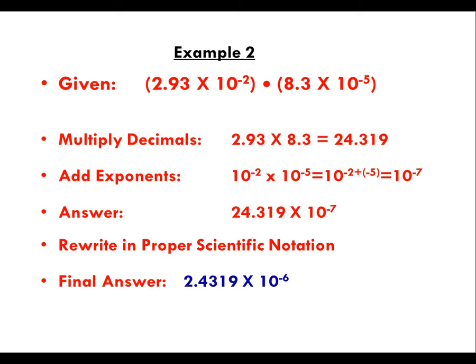Example 2. We have 2.93 times 10 to the power of negative 2 times 8.3 times 10 to the power of negative 5. Now don't confuse this with switching the numerator and denominator like we did last test. Don't worry about that right now because we are just needing to get it in scientific notation. We're not putting anything in the denominator or switching it from different spots. Yes? Oh. Well, no, the 10 to the negative 5, if you recall.